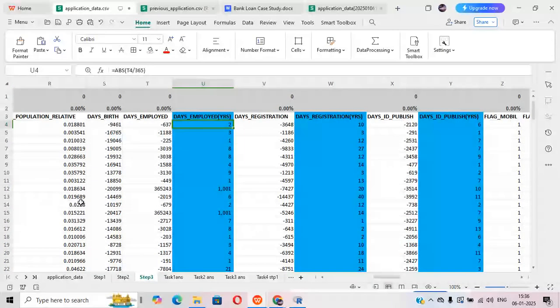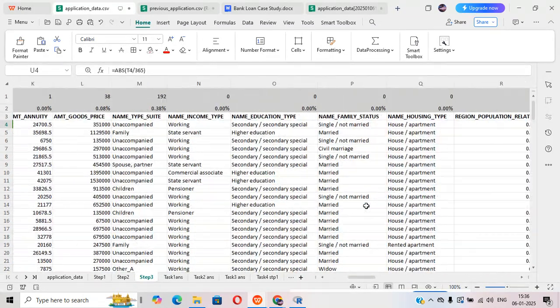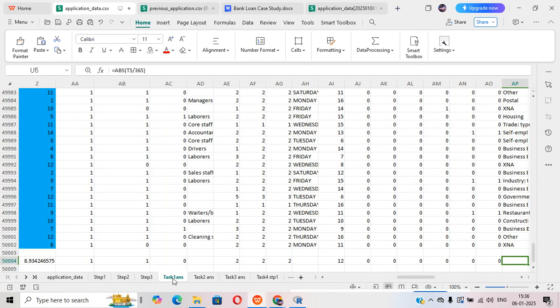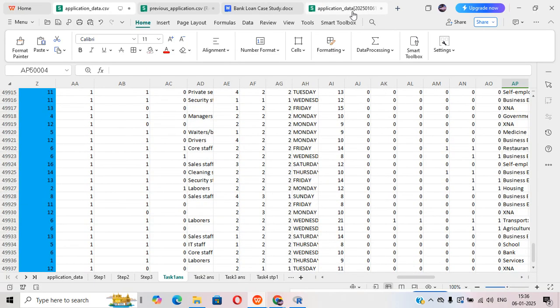And in the third step, I removed those columns and extracted the year from the date employed, date registration, date ID published, and date of birth. I have used the ABS formula to extract the years, ABS divided by the year. And the task one answer is, after that I have removed some irrelevant columns also.